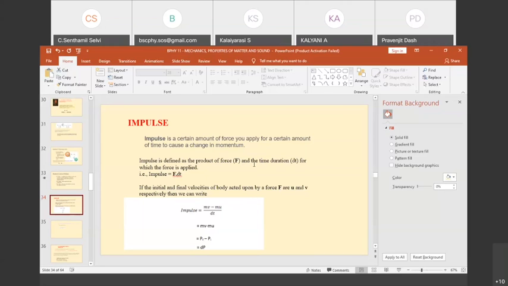You write this equation with paper and pen. Impulse is equal to F. What is F? Participants, any one of you answer. What is F? Yes, are you hearing me? What is F? Force, that F is equal to mass into acceleration. That is impulse. If you have the pen and paper, please note it. Impulse is equal to F into dt.